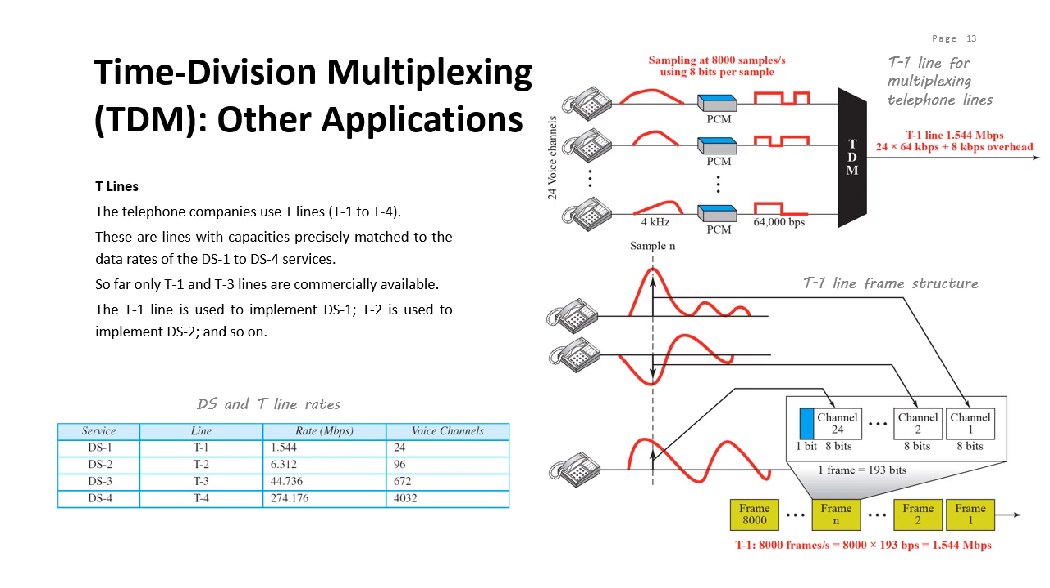In other words, each slot contains one signal segment from each channel. 24 segments are interleaved into one frame. If a T1 line carries 8,000 frames, the data rate is 1.544 megabit per second. You can see that it's the same as in DS1 just now. This T1 line rate is from 193 multiplied by 8,000, and you'll get 1.544 megabit per second. That is the capacity of the line.